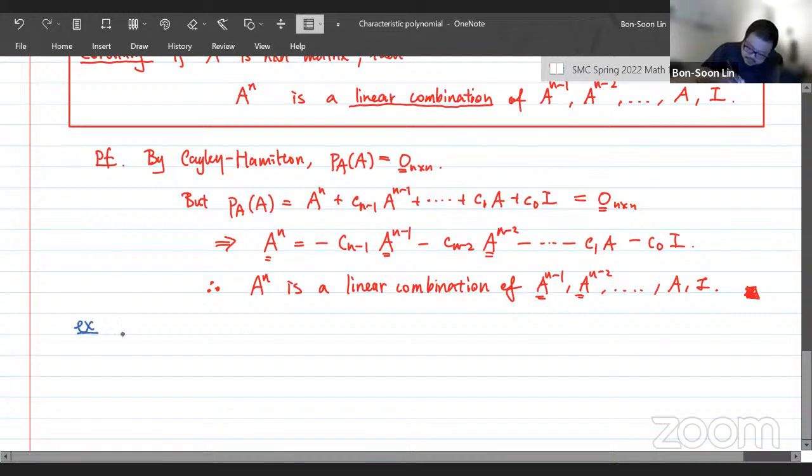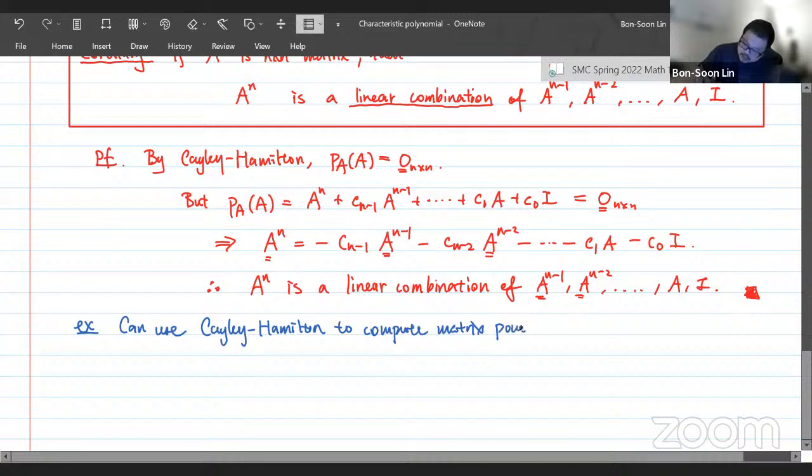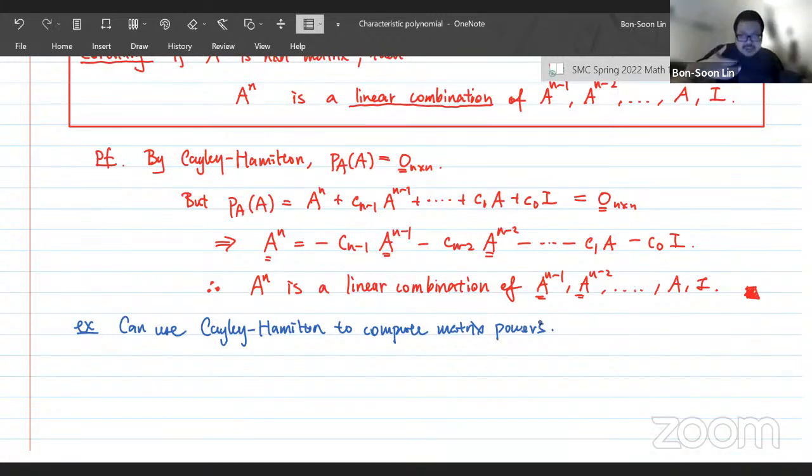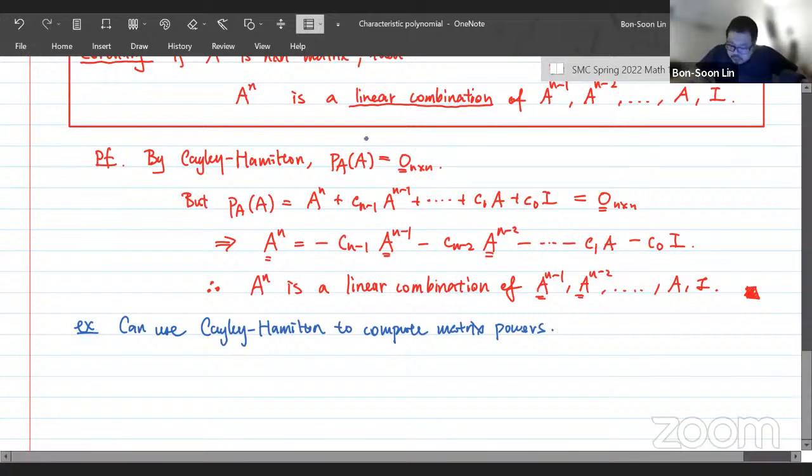So, for example, we can use Cayley-Hamilton to compute matrix powers. Now, generally, with matrix powers, if a matrix is large, there's a lot of calculation to be carried out. You have to keep multiplying it by itself. It gets kind of complicated. But here's a curious way of finding matrix powers.